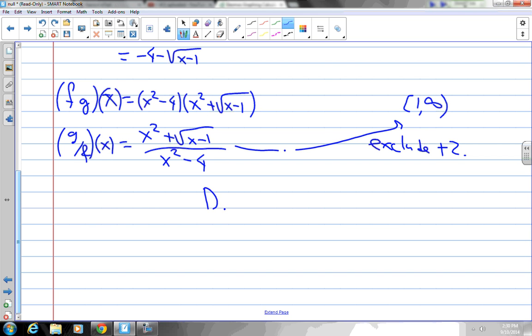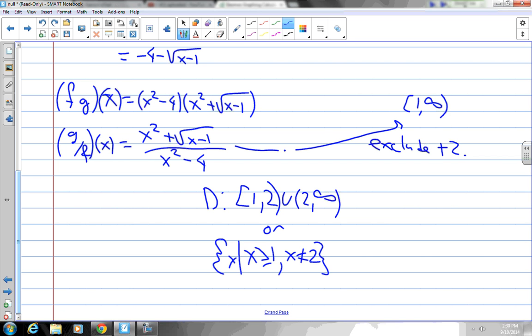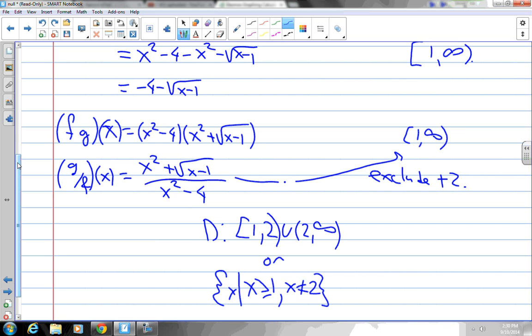So then the domain here would be everything from 1 to 2 union from 2 to infinity. This is how you drop a number out of the interval. Okay? Or you can write it as a set, all x's such that x is greater or equal to 1 and x does not equal 2. That's also acceptable. The same thing. Does that make sense? But again, be careful, because if we didn't have any of those square roots, it was everything but 2 and negative 2. Negative 2 would be a problem maker.